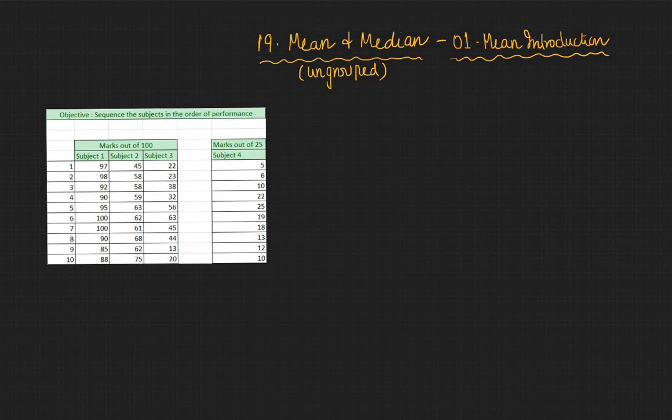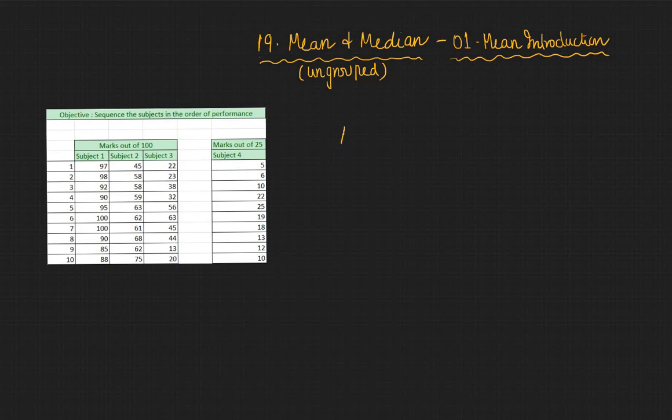So here is a list of marks for 4 subjects, and these are for 10 students. So each student, we have the marks listed. So the question is, we need to sequence the subjects in the order of the performance. So pause the video and try to tell yourself, how would you do this?